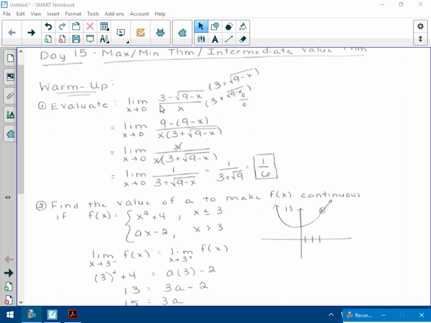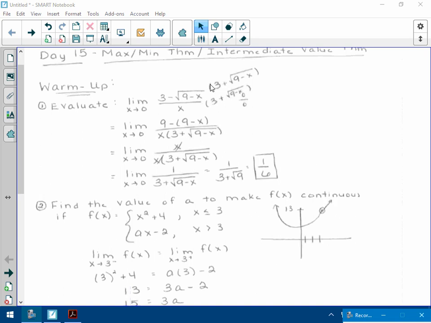So the first one's a pretty straightforward limit. Evaluate the limit as x goes to 0 of 3 minus radical 9 minus x, all over x. Okay, so remember you always want to plug in first to see if it's anything other than 0 over 0. So that's what I have written over here. When I plug in 0, 3 minus 3 is 0, and the bottom is obviously 0, so it is 0 over 0. Anytime you see a radical, you want to think multiply by the conjugate. So 3 plus radical 9 minus x, top and bottom.